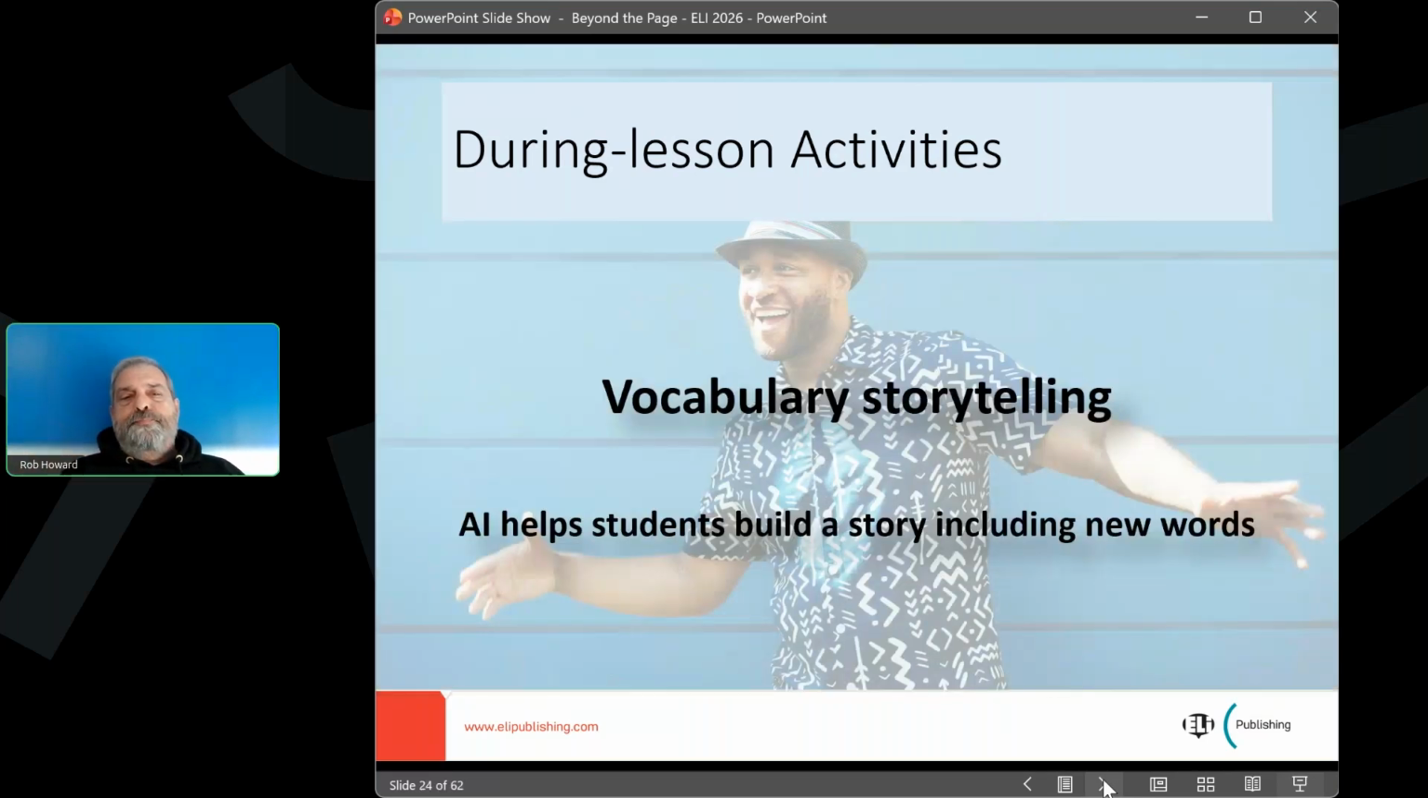Vocabulary storytelling. Have AI help them build a story by putting the vocabulary words into the AI chatbot and have it help them create a story. Always fun. And use storytelling in the classroom. Get feedback. Have students ask questions. You get a little bit of a break with a little bit of AI input, but the focus is still in the classroom, still on the students, and still on the teacher. And of course, the course book.